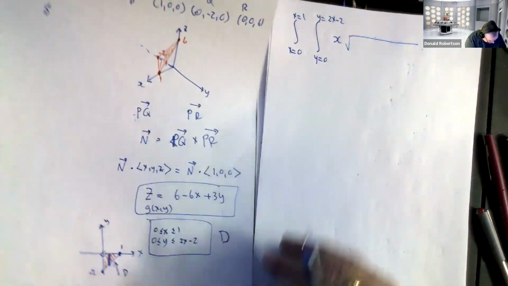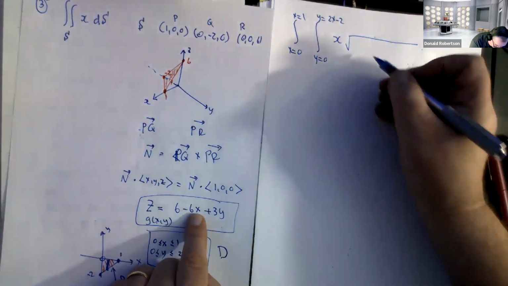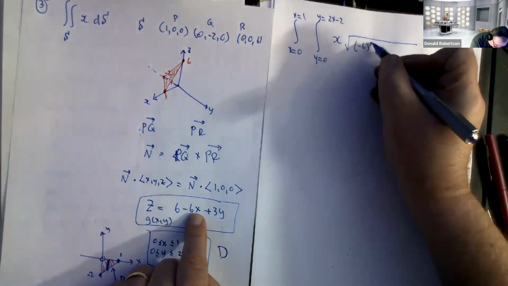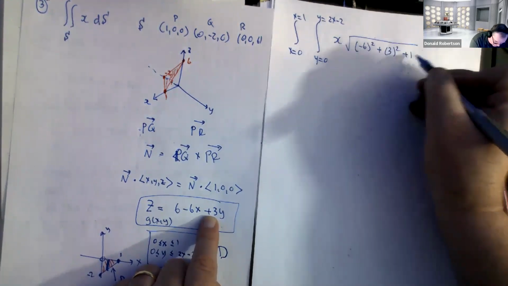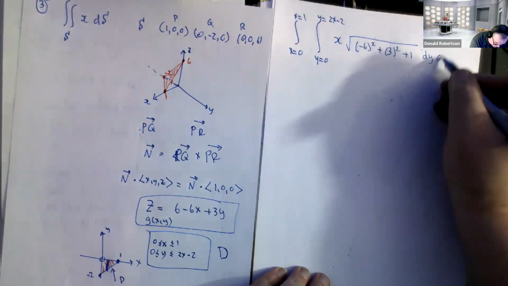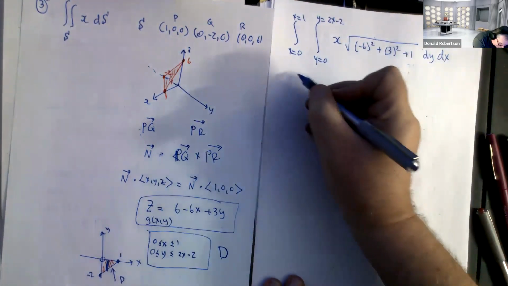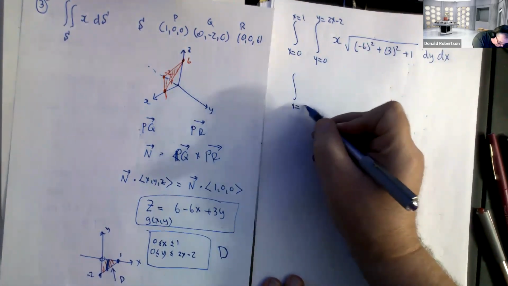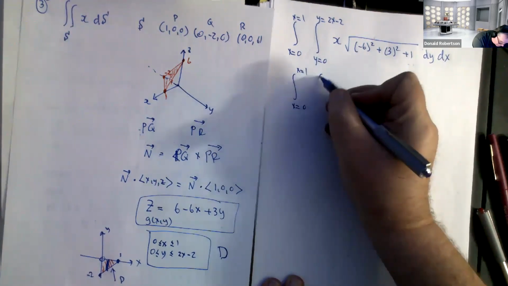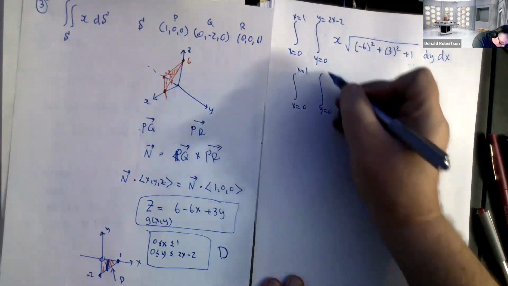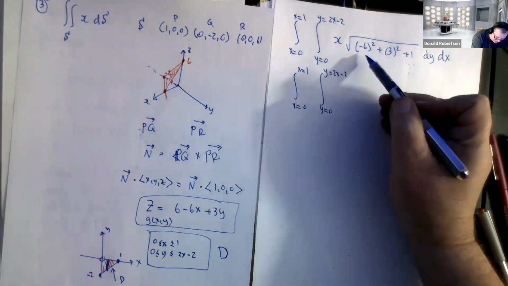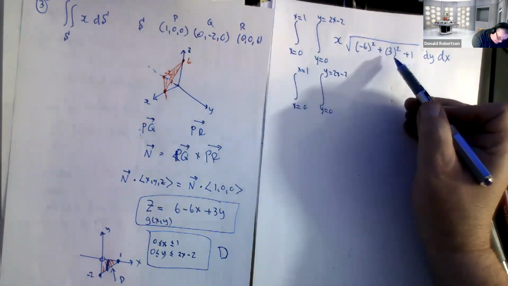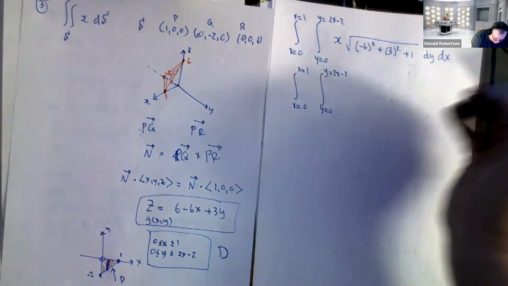Well, for the one I've got here, if you differentiate with respect to x, you get negative 6. If you differentiate with respect to y, you get 3, and then you add 1. In this case, it's a dy dx. So I'm going to have an integral from 0 to 1 and 0 to 2x, of 36, 9, 45, 46.